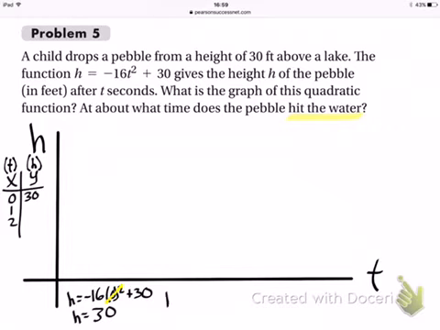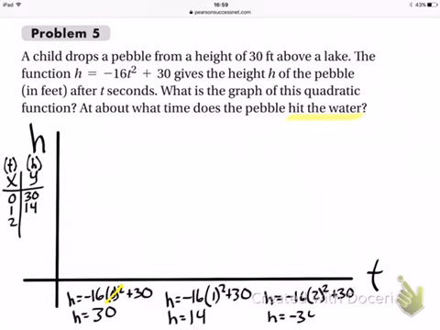And then when you plug in 1, 1 squared is 1 times negative 16 is negative 16 plus 30 is 14. And then when you plug in 2, you get negative 34. Now, before we plot these points, let's just mark up the graph a little bit. So very easily you can graph (0, 30). That's the starting point of the pebble. That makes sense. It says in the beginning of the problem, the child drops a pebble from a height of 30 feet. (1, 14) is right there in the middle. And then (2, negative 34), well, that would be very far down below the graph.